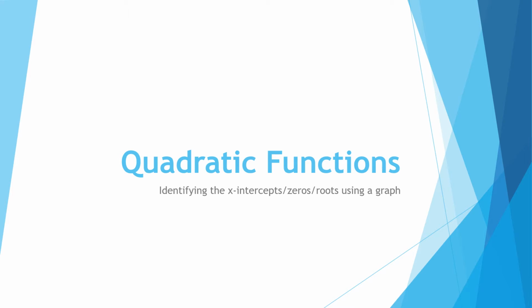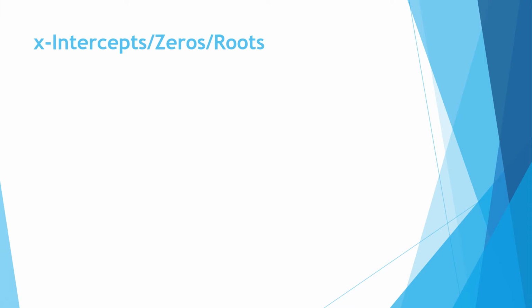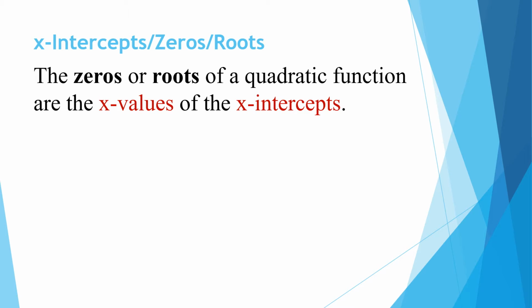Today we're going to look at quadratic functions by identifying the x-intercepts, the zeros, or the roots using a graph. The x-intercepts, the zeros, and the roots are the same thing. The zeros or the roots of a quadratic function are the x-values of the x-intercepts.